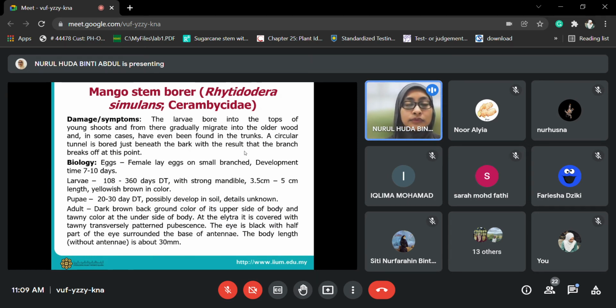Sebabnya pokok tu dah kena infest, batang dia dah kena tebuk. So dah dalam tu dah berlubang, okay. And for the biology, like I said tadi, the female lay eggs on the small branch or the part yang young shoot tadi, and then the eggs will develop within 7 to 10 days.